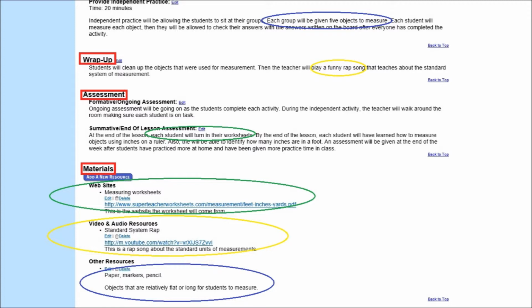The resources needed for this lesson are measuring worksheets from superteacherworksheets.com, the standard system rap video from YouTube, and other classroom resources that you will need are paper, pencils, and markers. You will also need objects that are relatively flat for students to measure.